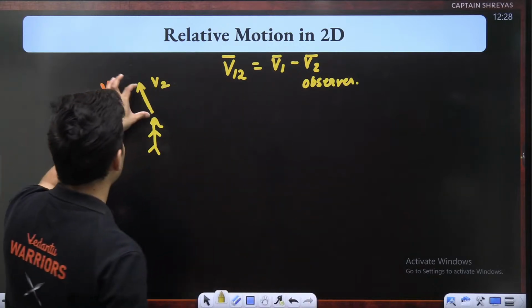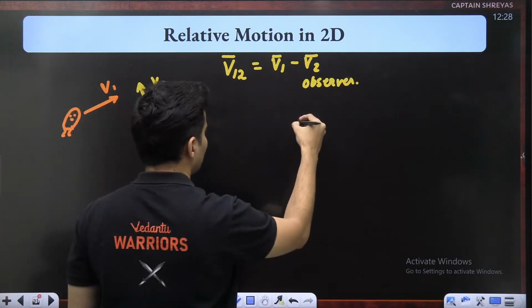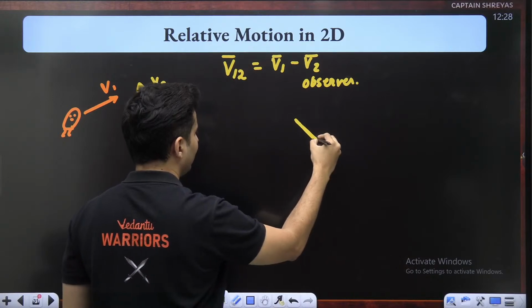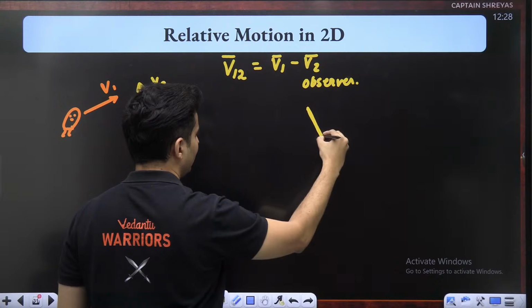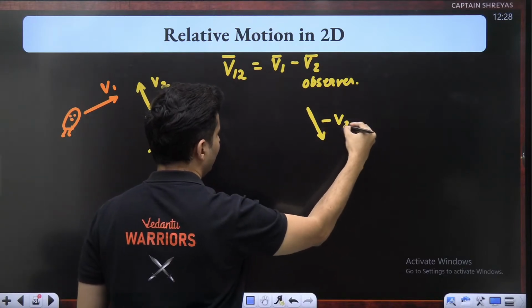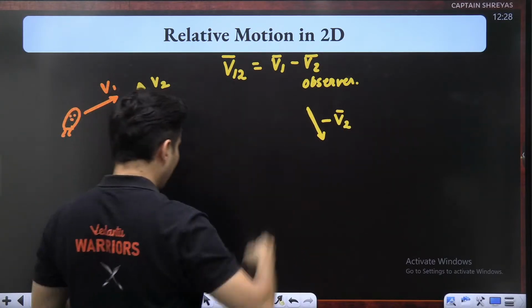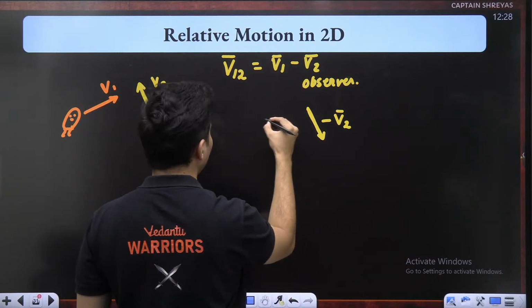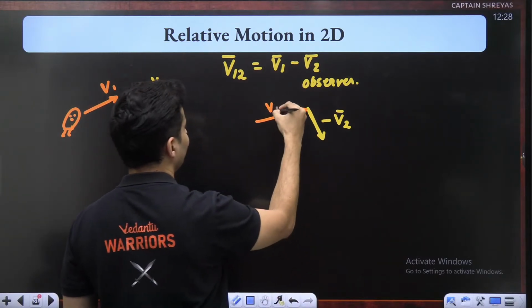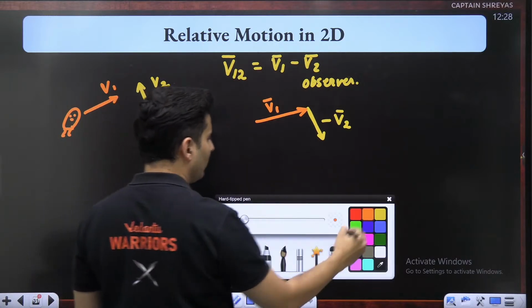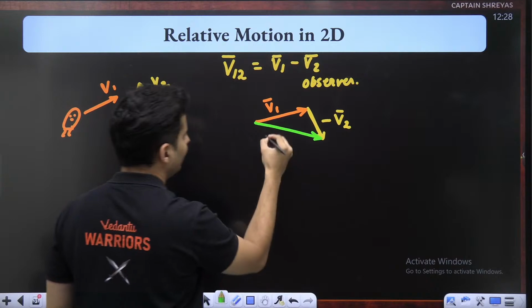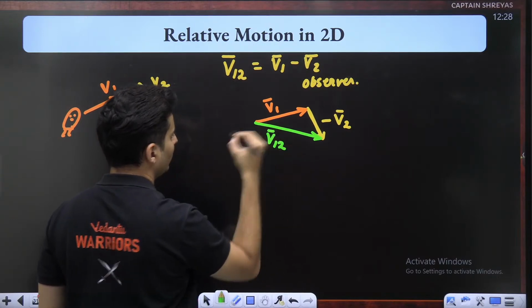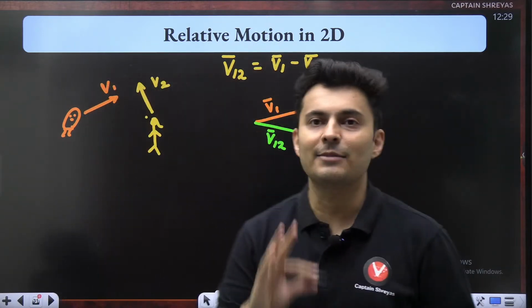V1 vector is as it is, V2 vector you invert it. So negative V2 vector will be like this. It's the same thing, but in the opposite direction. So this is negative V2 vector. V1 vector, just put it over here. This is V1 vector. So the resultant of them will be here. So this is V12. V12, as simple as that.